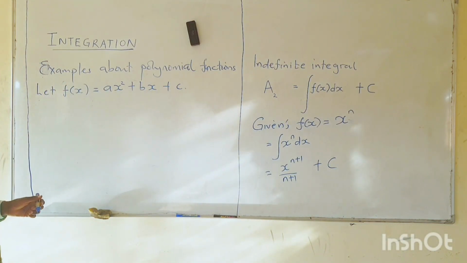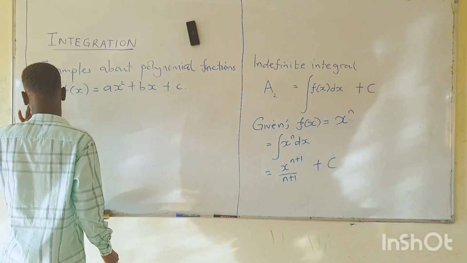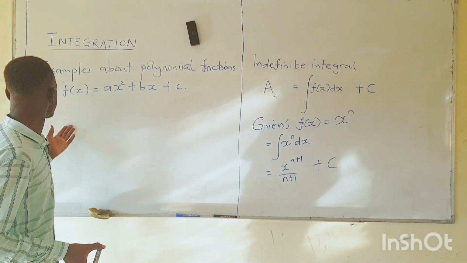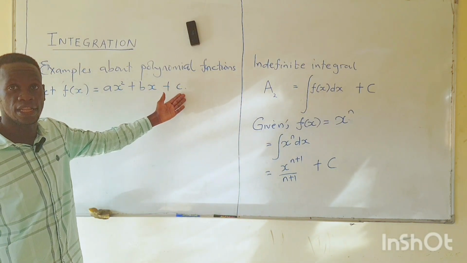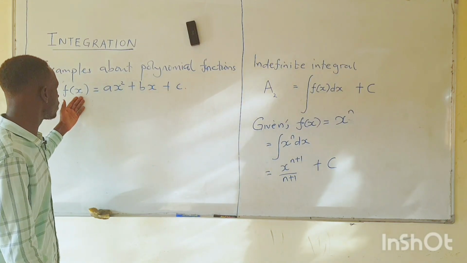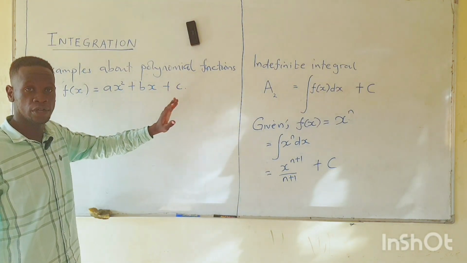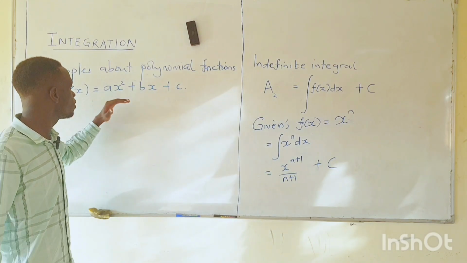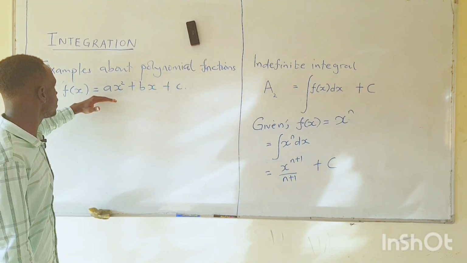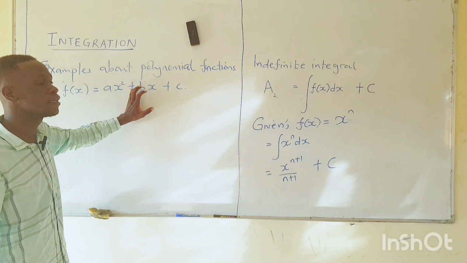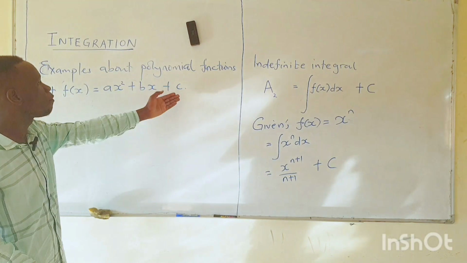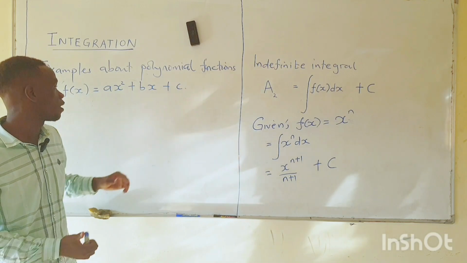So when we look at examples, and by the way, a polynomial function can be just f of x is equal to c. That's another polynomial function. F of x is equal to bx plus c, only that. Not necessarily that it should be in this format. It can be in this format, but missing, say, a term of x, or missing a term of c, a constant.